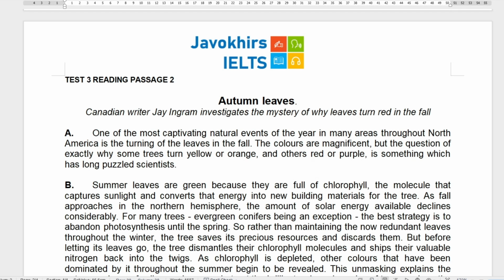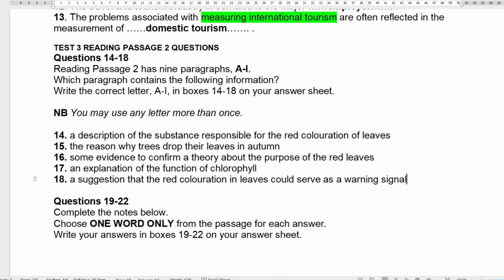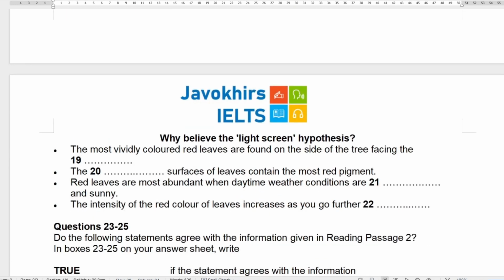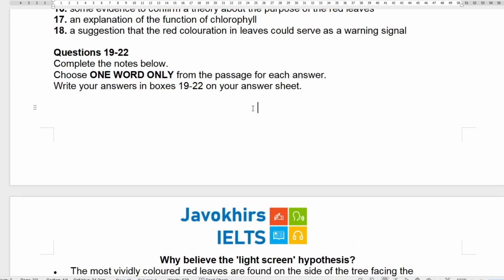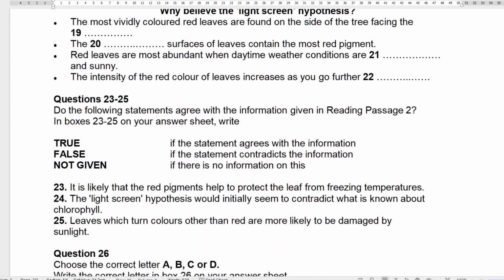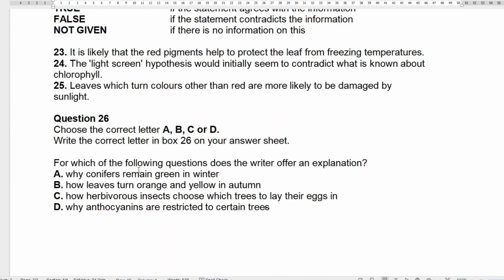For this video we're going to be talking about something related to biology, if I'm not mistaken. Autumn leaf. So we have some sort of matching features. So we have some sentence completion with one word only. There we go, we have one word only, and we have true false not given, and finally we have some sort of a title, choosing a title. What is the most suitable title for this passage, and so on.